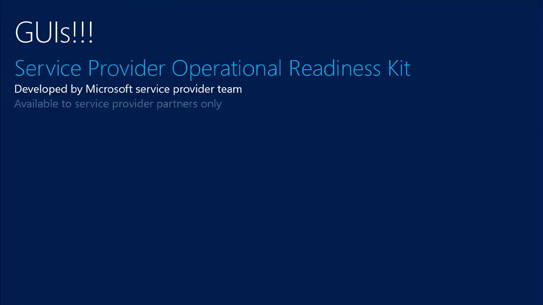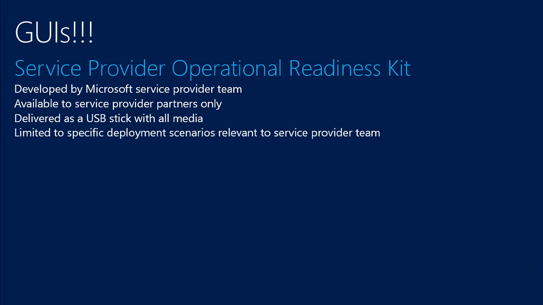Right, GUIs. Where's Benedict? Going up there. Last year, when I asked who's afraid of XML, at the end of the session I suggested that if somebody wanted to write a GUI for PDT, they could, because I wasn't going to do it. There are actually two of them. The first one is only available to service provider partners right now, but it's developed internally within Microsoft by our service provider team. It's called SPORK, or the Operational Readiness Kit.